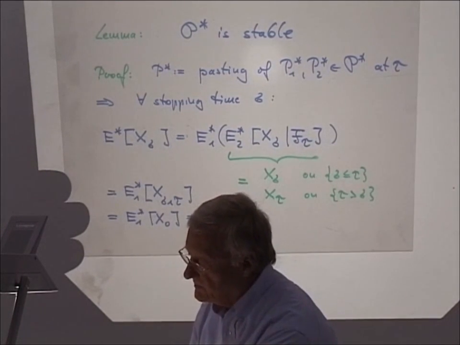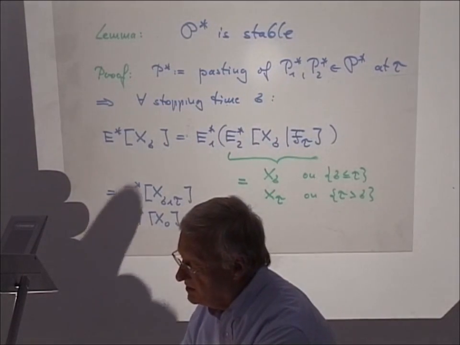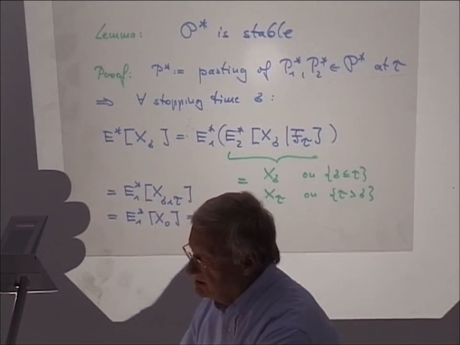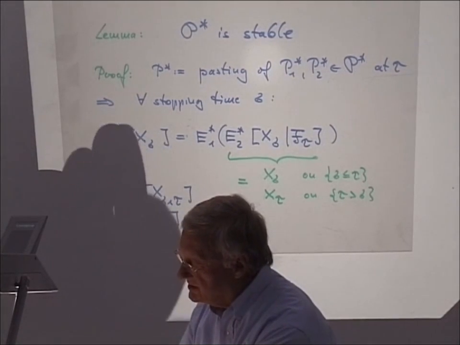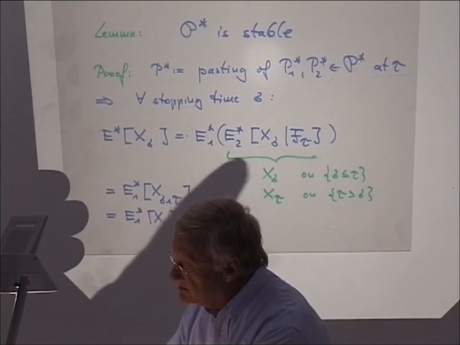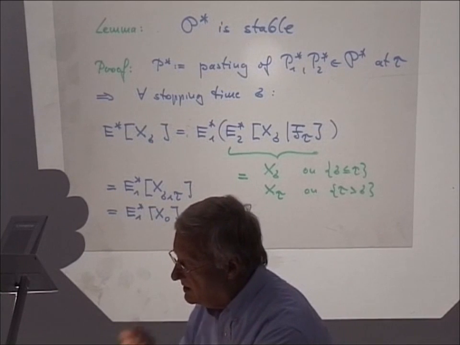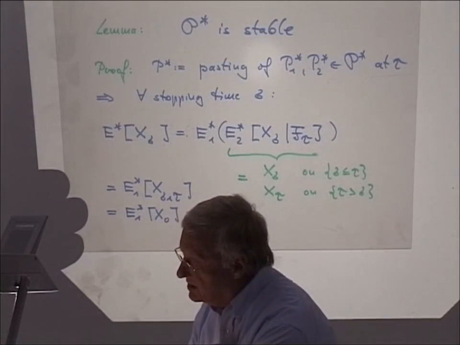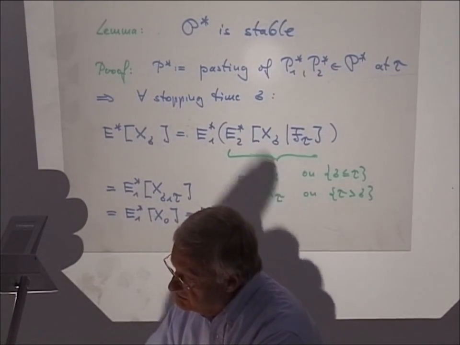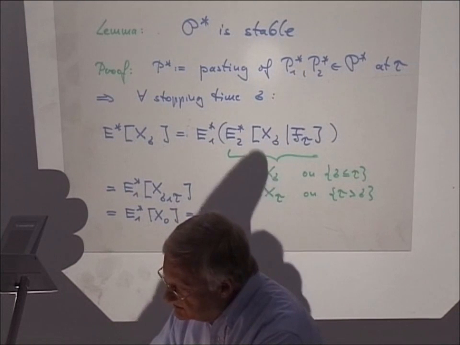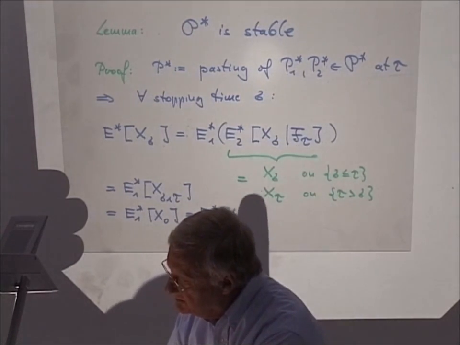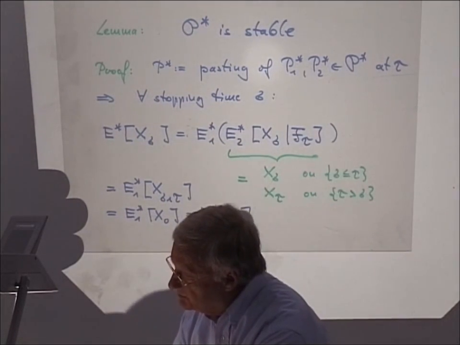Now to show that it's a martingale measure, it's enough to show that the stopping theorem holds for any stopping time. So we take some other stopping time sigma, and we want to check that this is equal to the final point. That would mean the stopping theorem holds under P star. Now by construction of the pasting, this looks like this. Now P2 star is a martingale measure, so on the set where sigma is smaller than tau, this has nothing to do with martingale, this simply, because then x sigma is already measurable on that set, so you don't have to predict it.